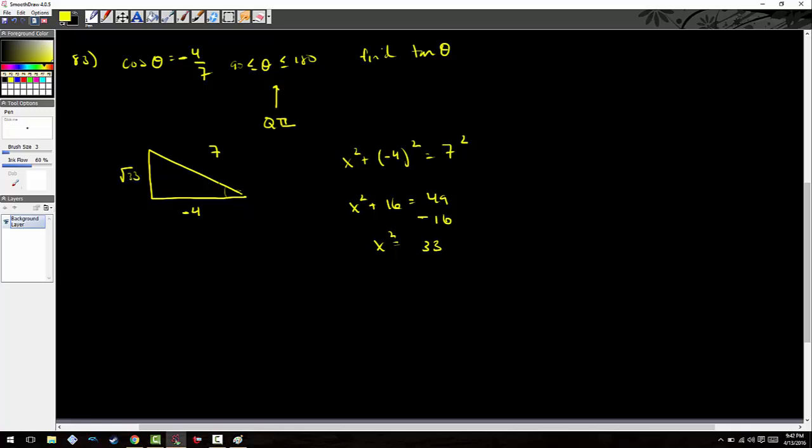And don't forget, this is the angle in question. Now I just have to find tangent of that angle. So tangent of that angle is going to be opposite over adjacent, so negative root 33 over 4. And there you have it.